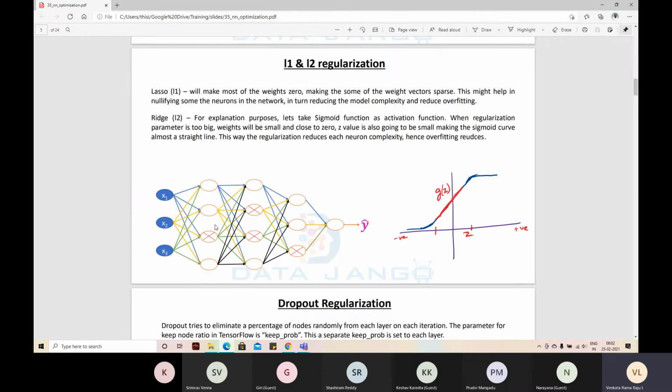If they are sigmoid functions, when the z value is very close to 0, the regularization parameter is high, so the weights are going to be low and the z value is going to be low. Z value means the linear combination is going to be low. For many iterations, the same or a similar linear combination comes, so g of z also falls on the straight line rather than in the curvy areas.